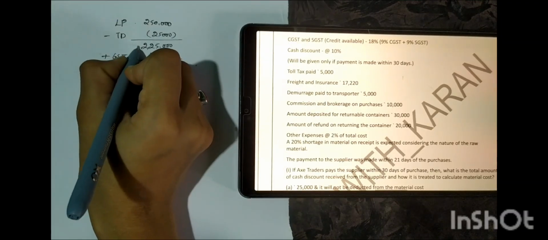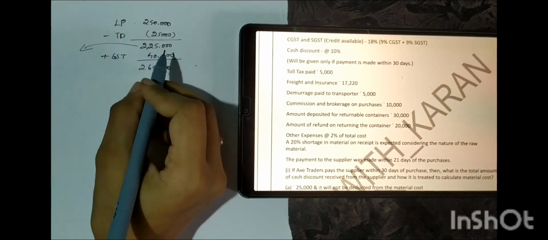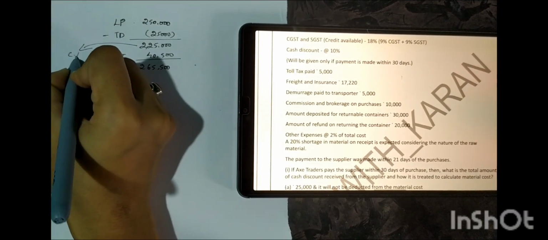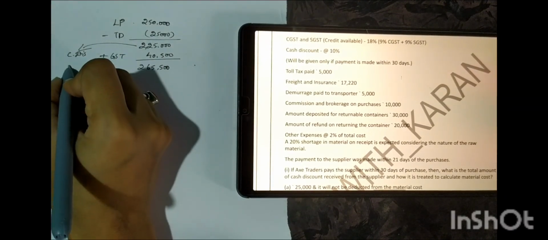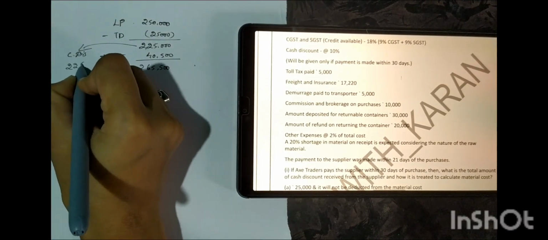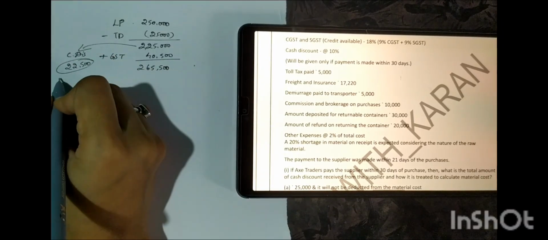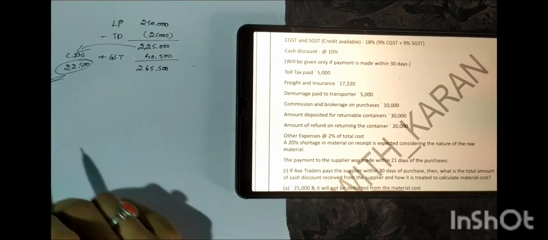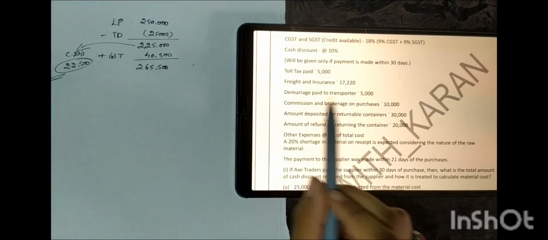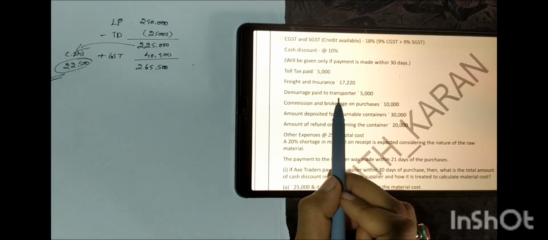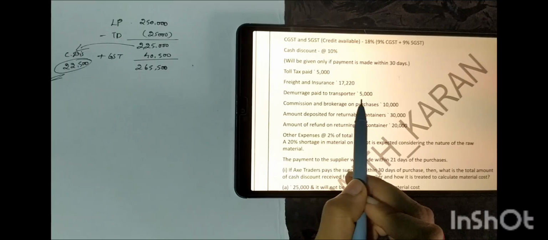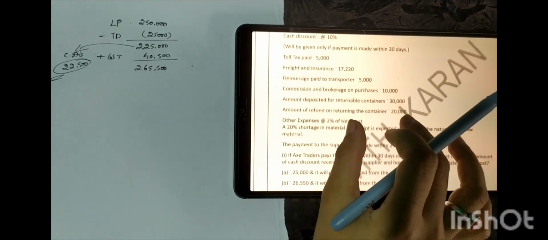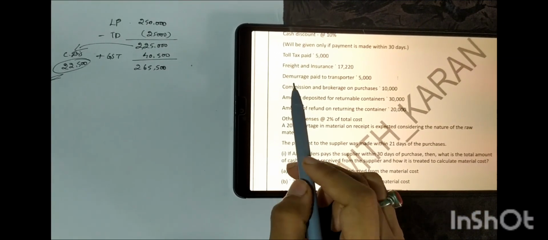So after getting the trade discount, we also get a cash discount. What is the cash discount? It is 2,25,000 into 10%, so it is 22,500, but we don't deduct this while calculating the material cost. So just leave it. And demurrage paid to the transporter is 5,000. It is like a penalty, so we don't take the penalty either while calculating the material cost, so leave this.